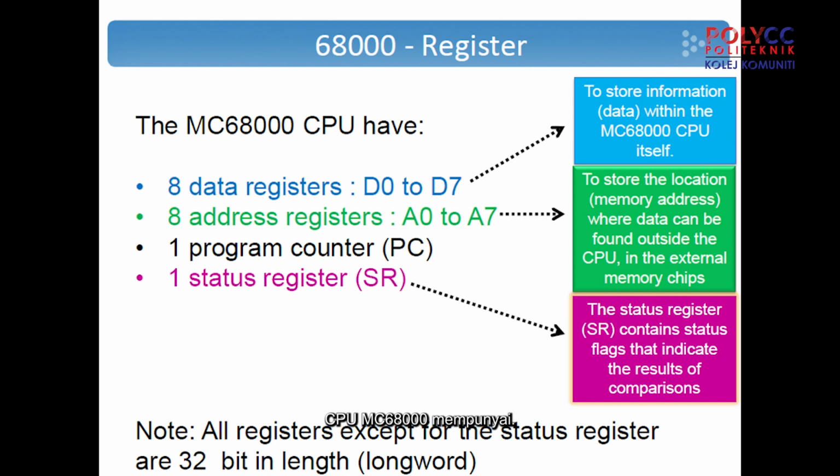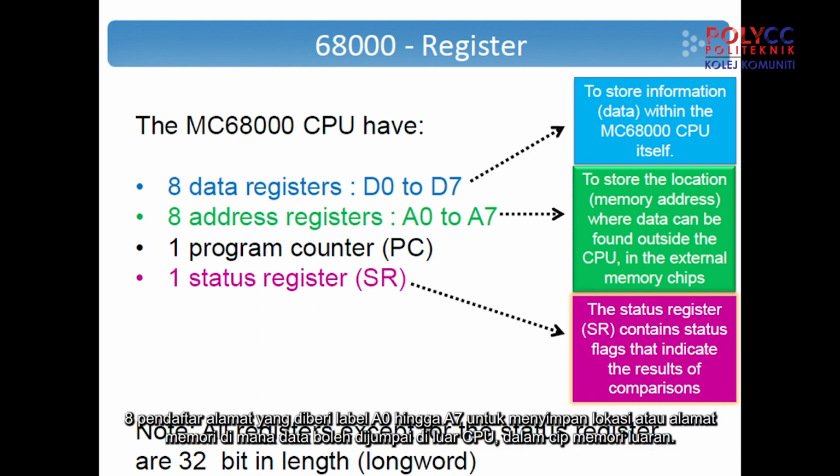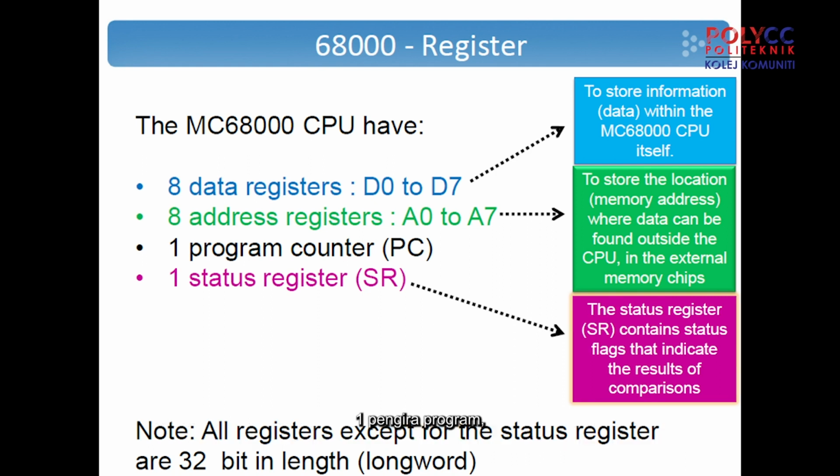The MC68000 CPU has 8 data registers labeled as D0 to D7 to store information or data within the MC68000 CPU itself. 8 address registers labeled as A0 to A7 to store the location or memory address where data can be found outside the CPU in the external memory chips. 1 program counter PC, 1 status register SR, which contains status flags that indicate the result of comparisons.